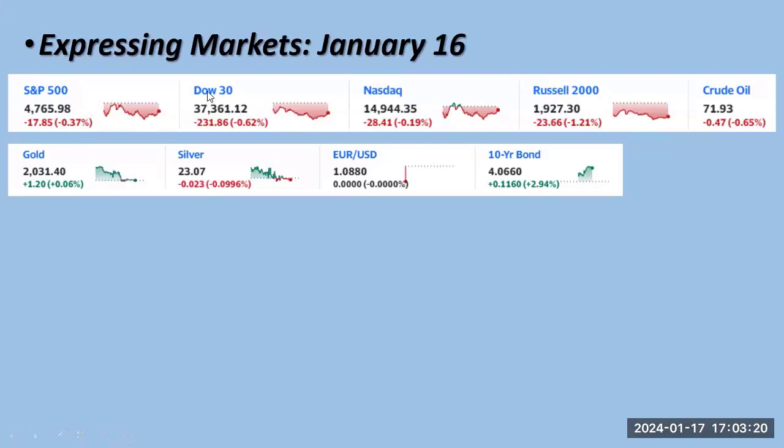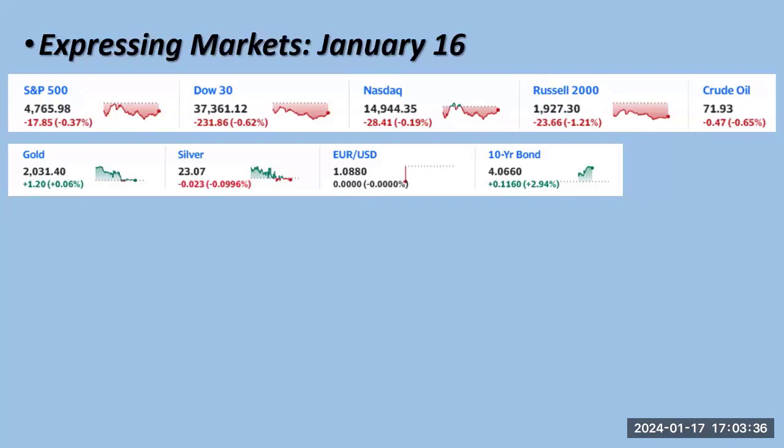Now, Dow Jones is an index. The NASDAQ is an index. Russell is an index. But what about crude oil prices? That's actually a price, isn't it? That's $71. When you talk about a price, you use dollars.